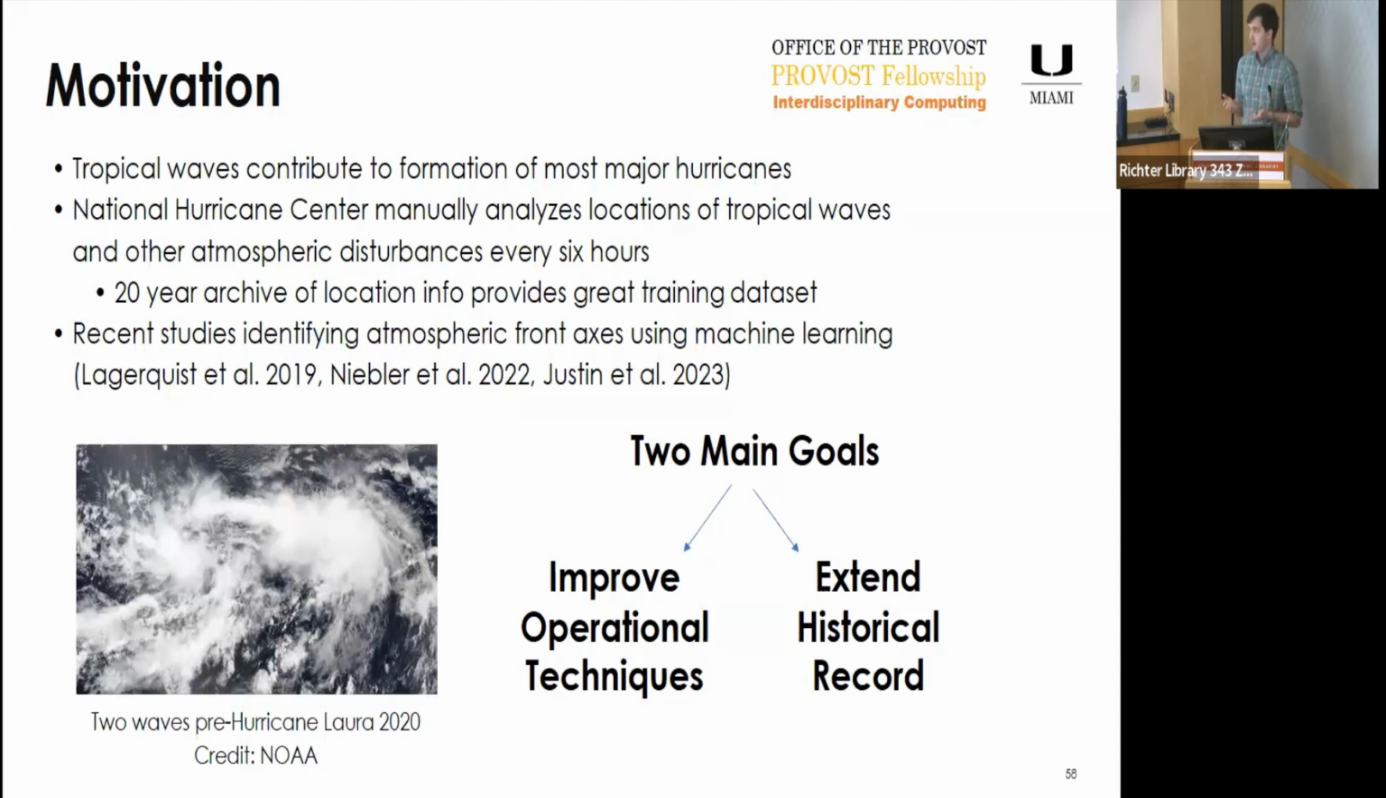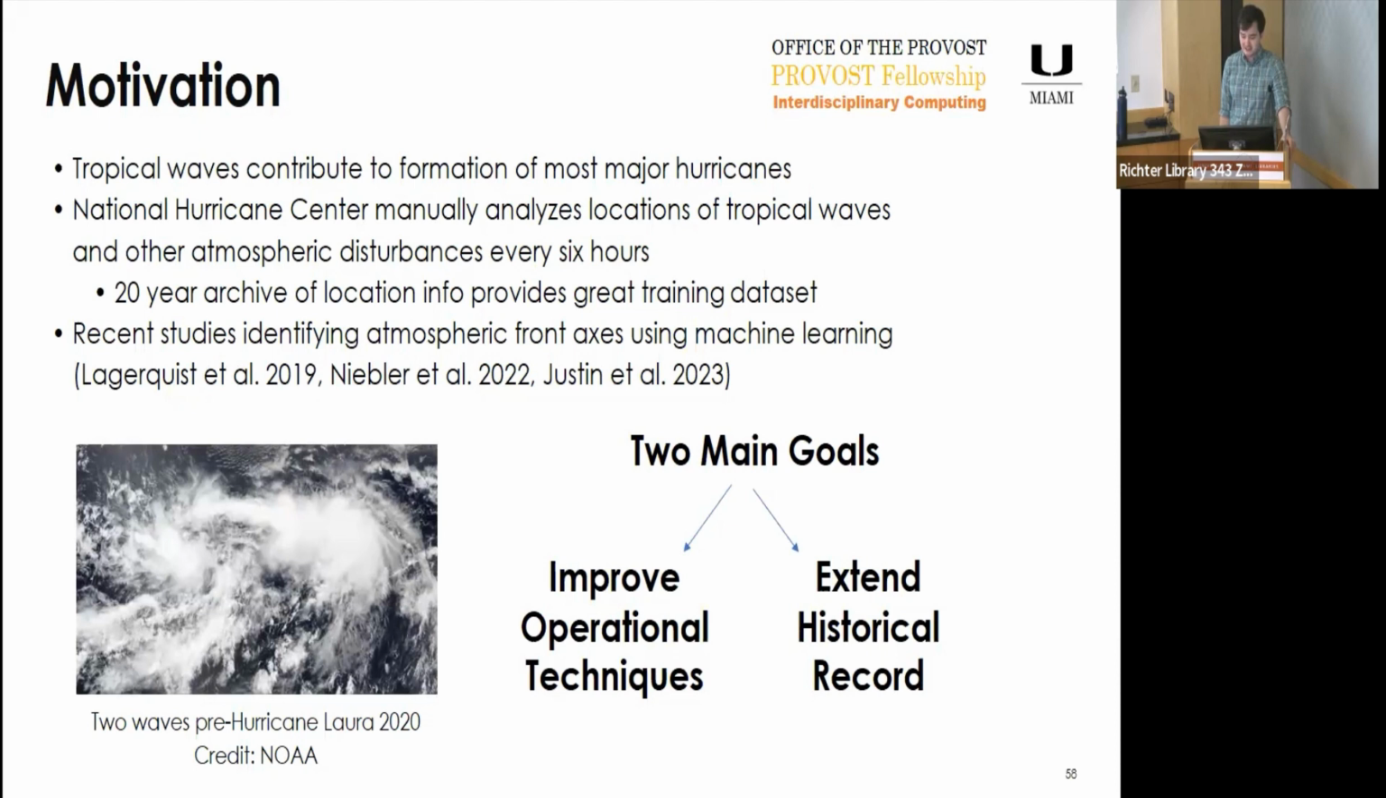But it's a very nice archive that turns out could be a very good training data set for trying to develop a machine learning based model of what a tropical wave is, identifying them, and creating an even longer data set. So the two main goals of my research were to improve how the Hurricane Center operationally identifies these disturbances, although that was kind of a secondary happy outcome of this. The main goal was to extend the historical record back beyond the past 20 years to answer some broader questions about how these disturbances behave.